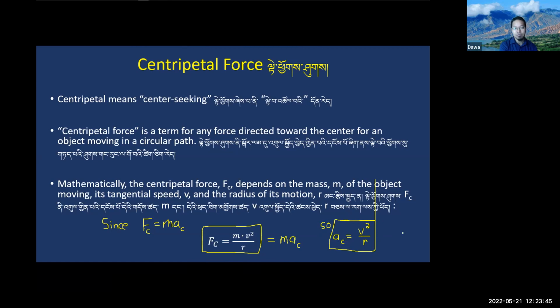And this is a general expression about the centripetal acceleration.